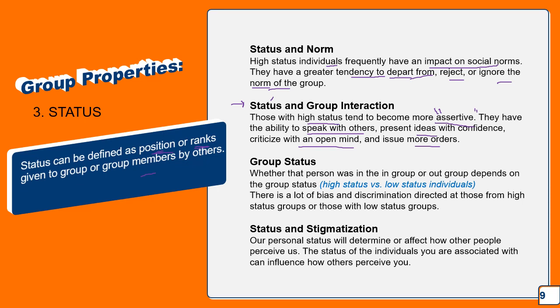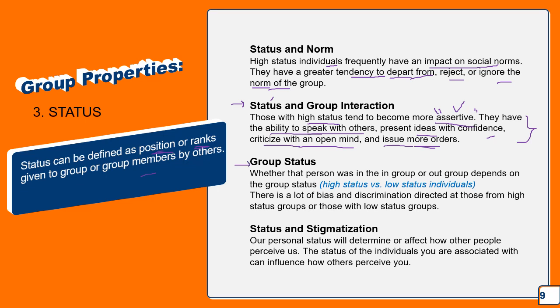So what happened to people with lower status? Normally they show the opposite of this. They have lower confidence, they don't have the high ability to speak with other people, they are afraid to criticize with an open mind, and they don't issue more orders. Issue orders means that give instruction. So they are not so assertive. So people with high status, they are more open, they talk a lot, they have good interaction.